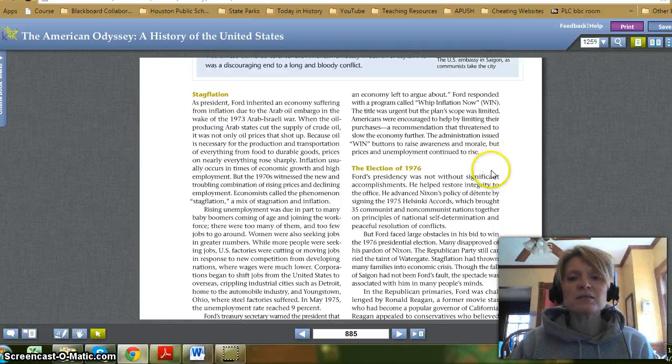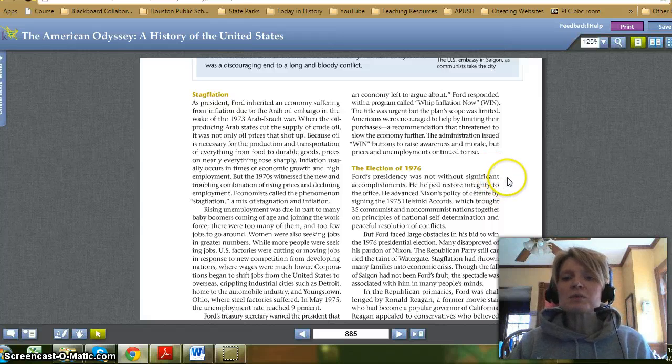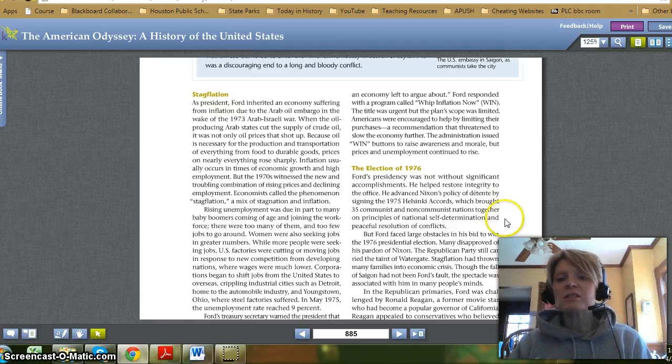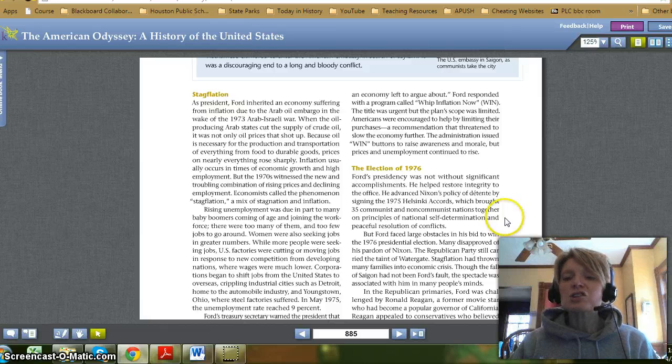The election of 1976. Ford's presidency was not without significant accomplishments. He helped restore integrity to the office. He advanced Nixon's policy of détente by signing the 1975 Helsinki Accords, which brought 35 communist and non-communist nations together on principles of national self-determination and peaceful resolution of conflicts.